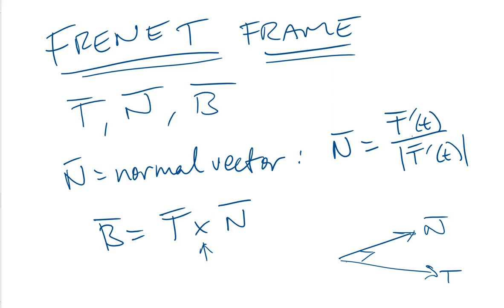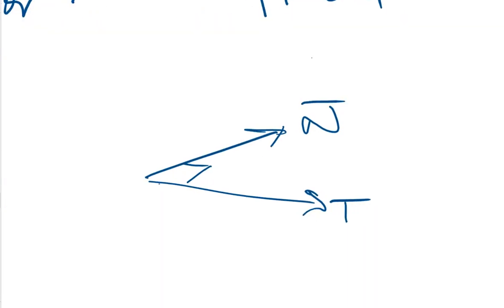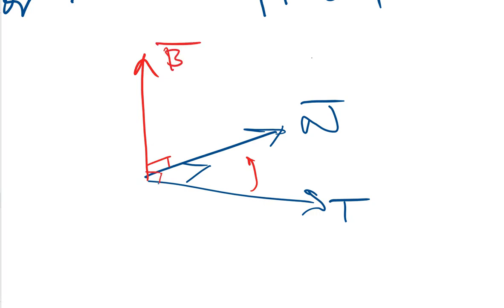Then when you do the right-hand rule, let me draw it up here. When you do the right-hand rule, your right hand there, then B is going to be straight up, and it's going to be perpendicular to both of these. So this is B here. So this is the TNB frame.